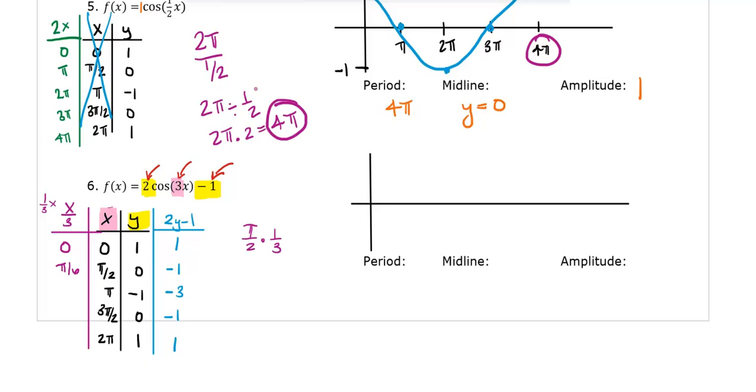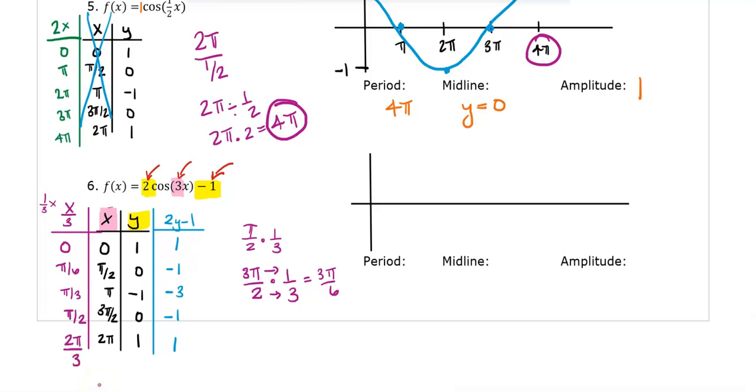Pi times 1/3 is pi over 3. 3 pi over 2 times 1/3. Again, go straight across. That would give me 3 pi over 6. 3 pi over 6 reduces. That gives me pi over 2. And then 2 pi. 2 pi over 3, because it's 2 pi times 1/3, or 2 pi divided by 3. So 2 pi over 3.